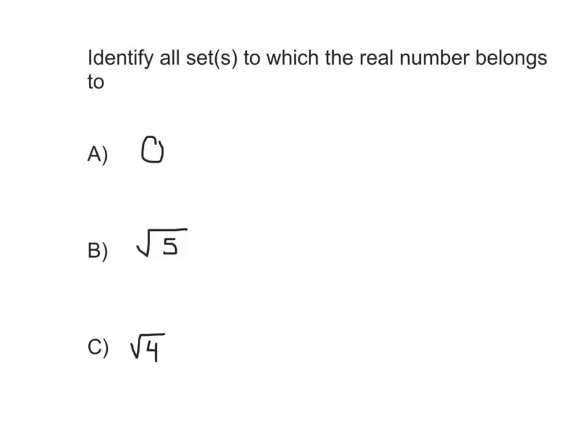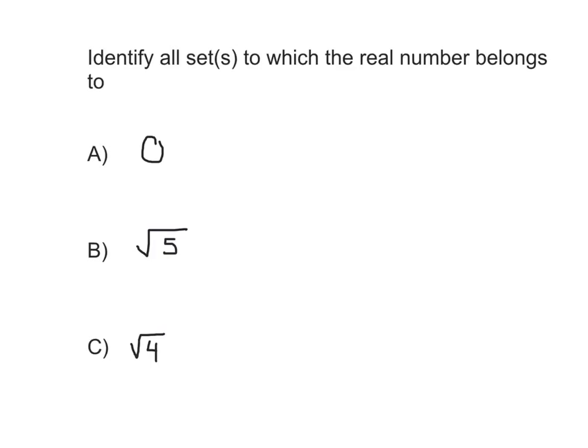In this tutorial, we are going to identify all set or sets to which the real number belongs. So for A, we need to figure out which one 0 belongs to, or how many they belong to. Now, start with natural. Natural is our counting numbers. Like if I wanted to count our class, or count how many pens I have on my desk, or how many markers I have, I would start with 1.